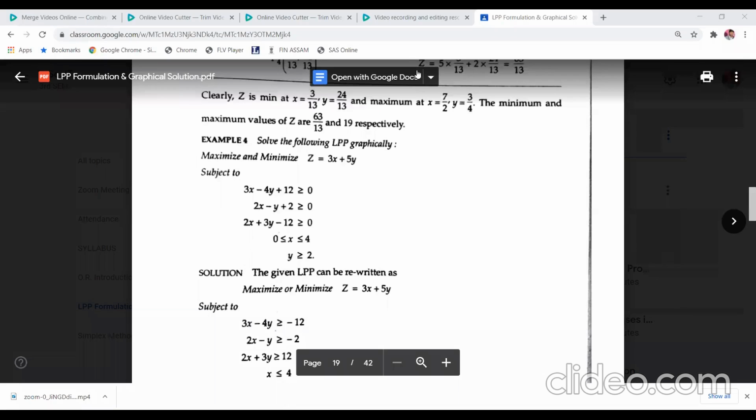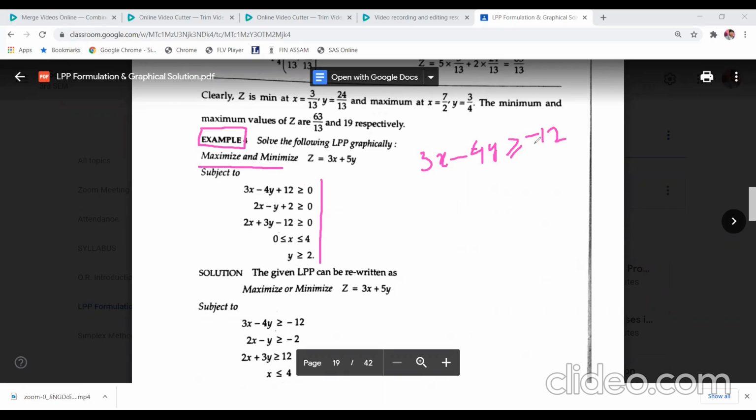So just see this next problem, example 4. In this problem, you need to maximize and minimize, and these are your constraints. Here it is given 3x minus 4y plus 12 greater than or equal to 0. First, constant terms you need to write on the right side. So 3x minus 4y is greater than or equal to minus 12. Now make the constant term positive.